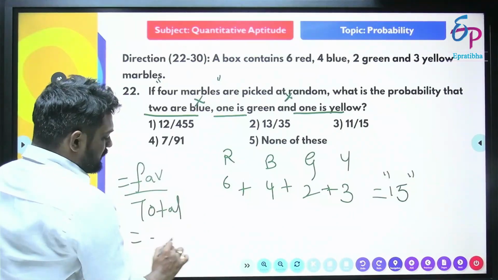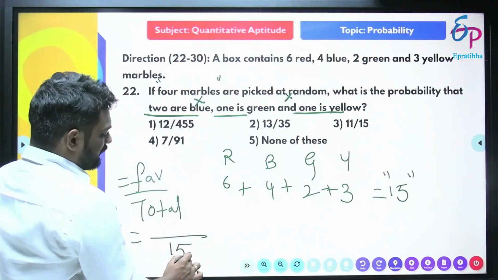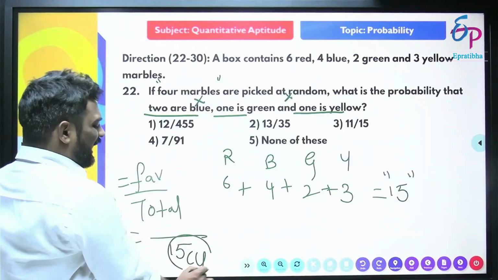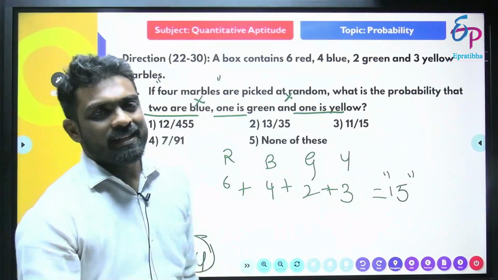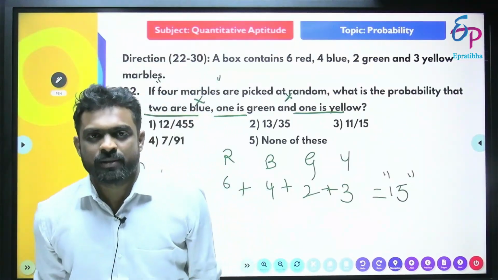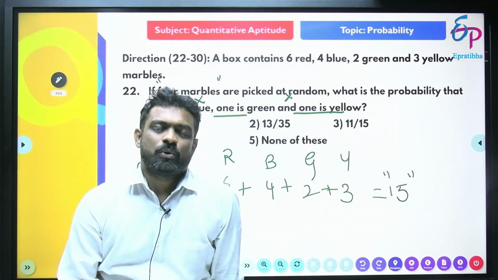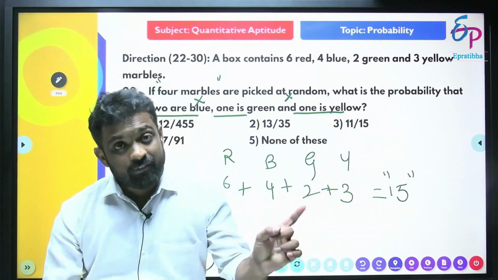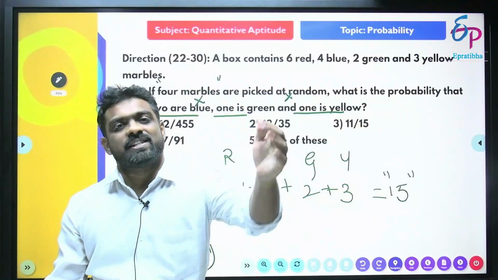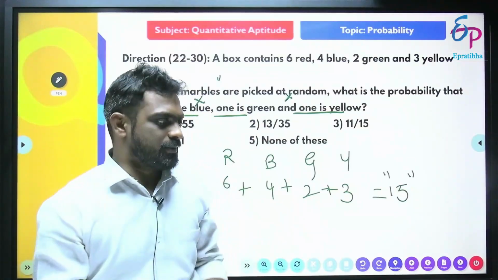From 15 marbles, how many do we have to select? 4, right? From 15, any 4 we can select. That is the total number of outcomes. That 4 are which? That is the favorable number of outcomes.